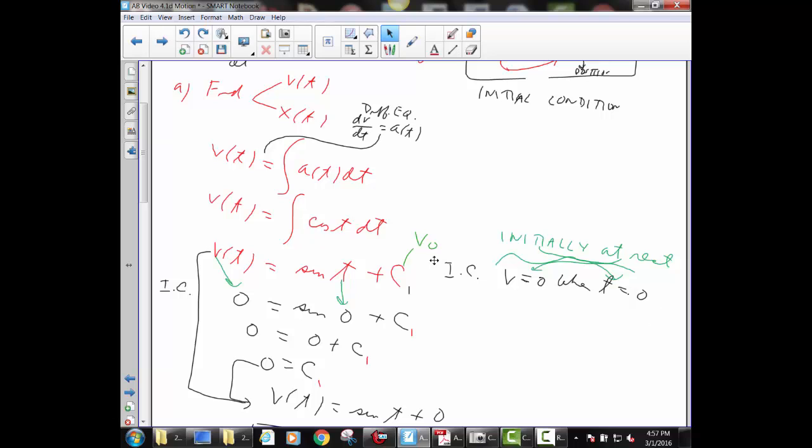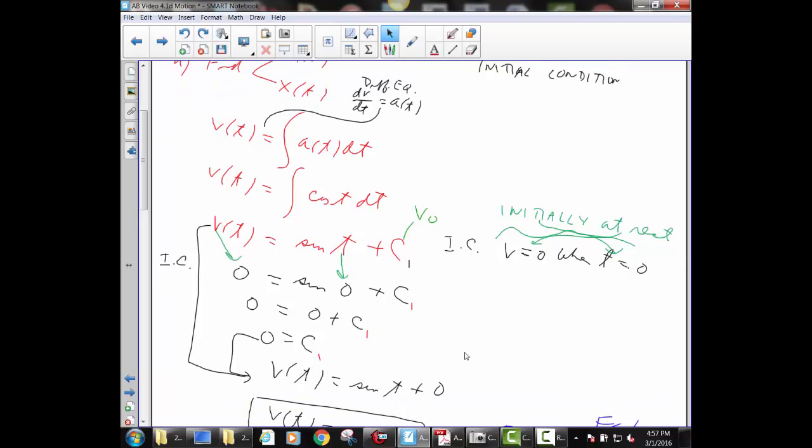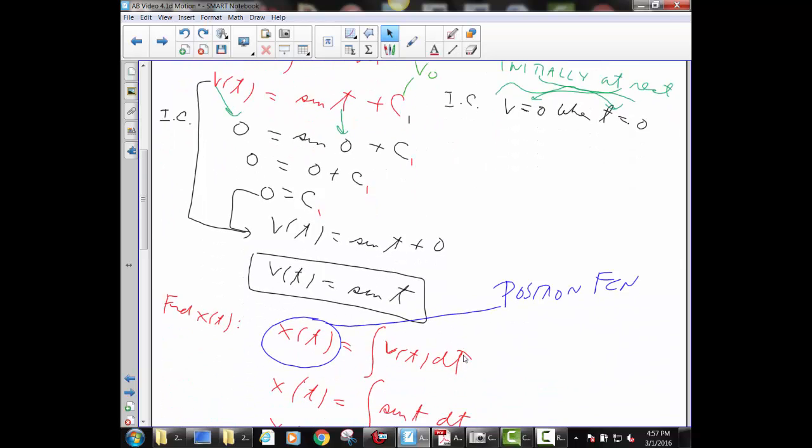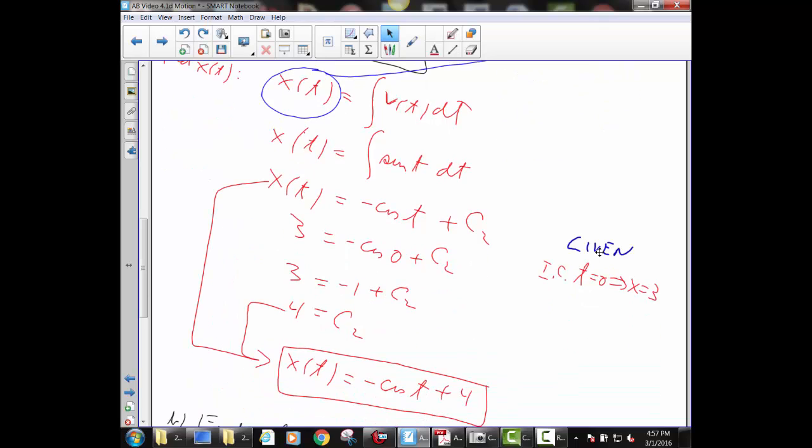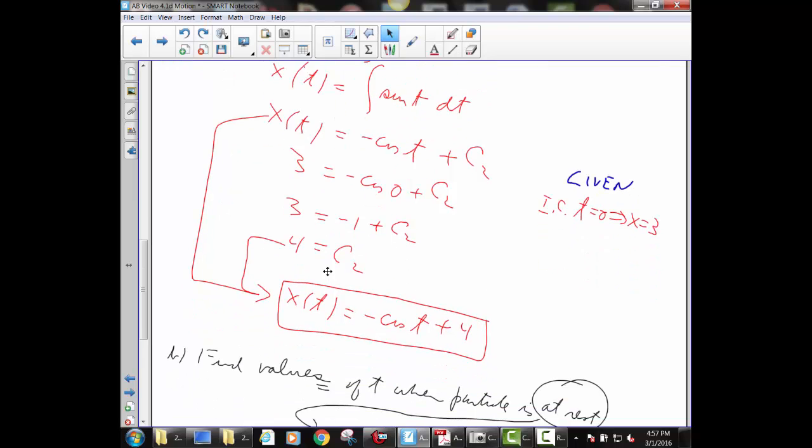So it's saying when I replace this t by 0, my x should be equal to 3. And then I solve that. Aren't we lucky? At t equals 0, x, the position, is 3, so I replace the position by 3. I replace t by 0. Cosine of 0 is 1, so negative cosine of 0 is negative 1, and your C2 will end up equaling 4. So the equation replacing C2 by 4 is your position function.